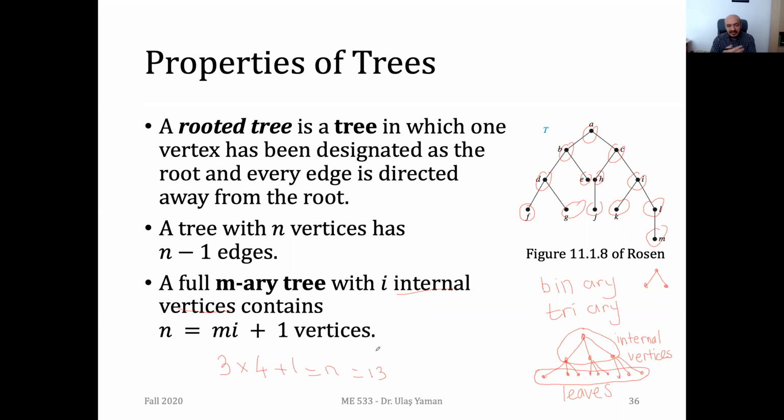If the M-ary tree, let's say if M is 10, it will be quite complicated to draw and do some operations. Instead, we may directly use this equation. Since if it gets larger, I will not be able to sum them one by one manually. So I prefer to use such equations, such relations between the internal vertices, leaves, and the total number of vertices. Any questions about these fundamentals of trees?